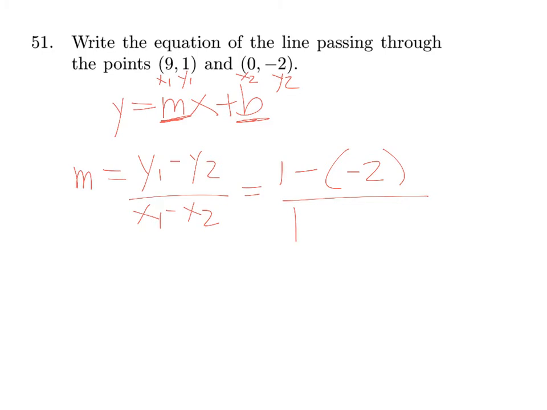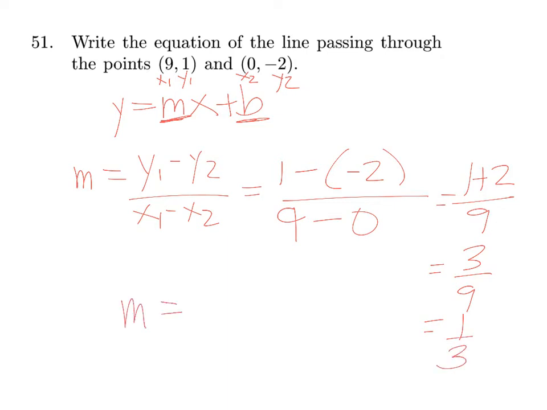I thought I plugged it in wrong for a second. I'm good. So that's 9, and then minus 0. Okay, so I have 1 plus 2 over 9. 3 over 9, 1/3. So my slope is 1/3.